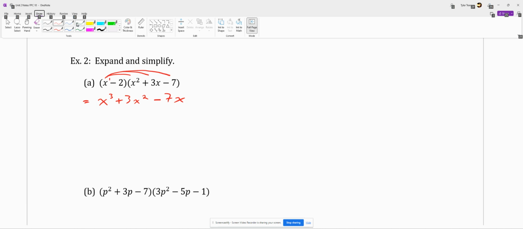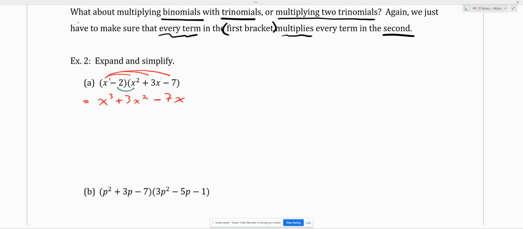Now, let's take the -2 and multiply it through. -2 times x squared is going to give me -2x squared. -2 times positive 3x is going to give me -6x. And finally, -2 times the -7 is going to give me plus 14.